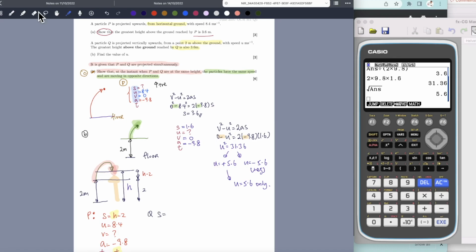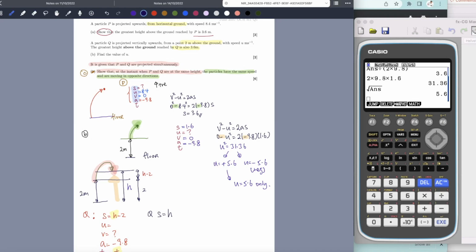So what we've done so far is Q. Apologies. Q traveled H minus 2 above. P, on the other hand, traveled the entire journey. So how much has P traveled? H. You've got to change the S, and I need to change the speed of Q as well.